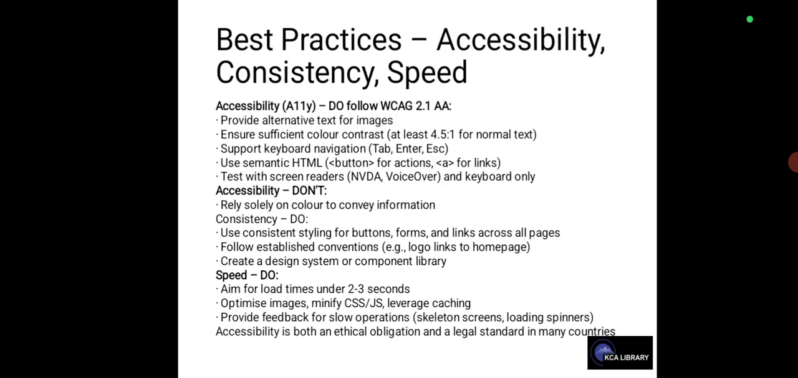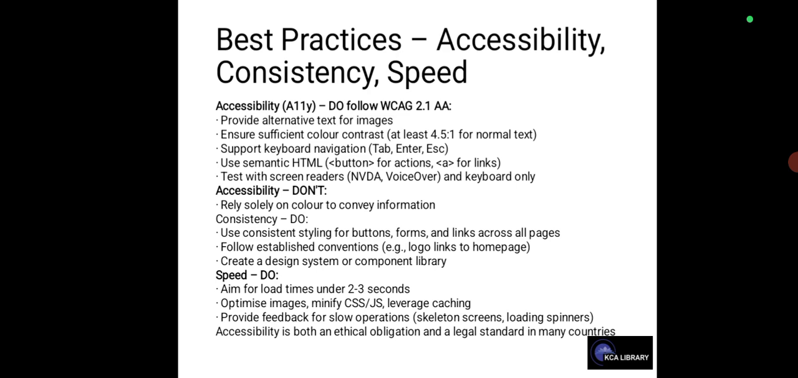Okay? So provide alternative text for images. Ensure sufficient color contrast for normal text. Okay, there should not be colorized. Okay, support keyboard navigation, include tab, enter, escape. Okay, then use semantic HTML, button for actions and anchor for links. So test with screen readers like VoiceOver and even keyboard only. But do not rely on color to convey information.